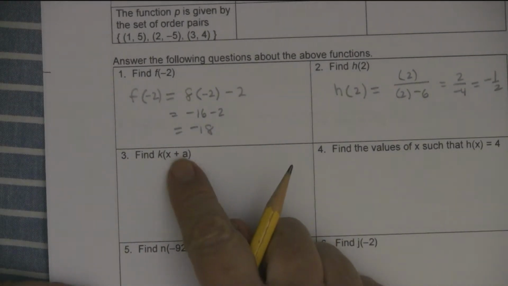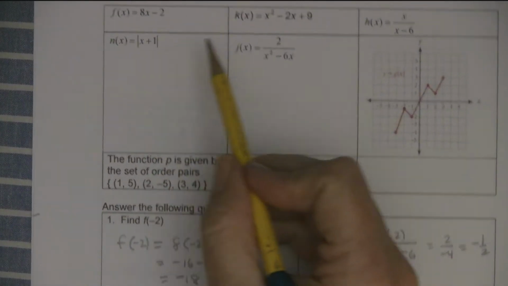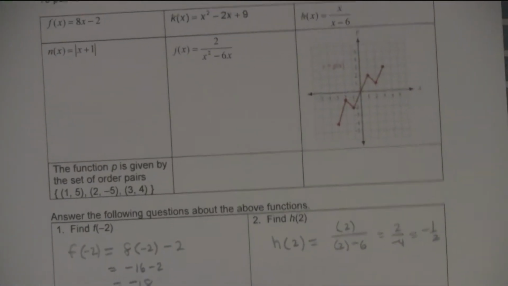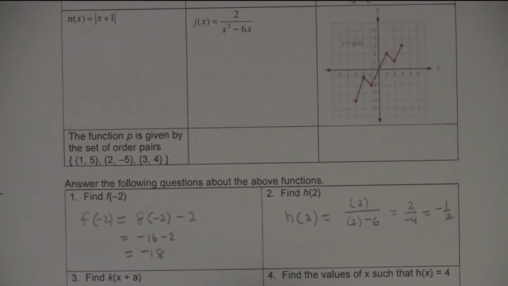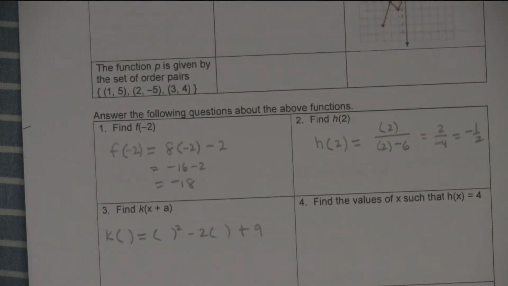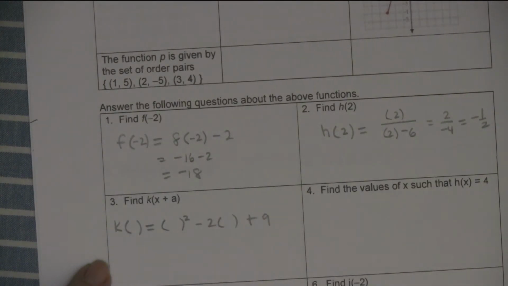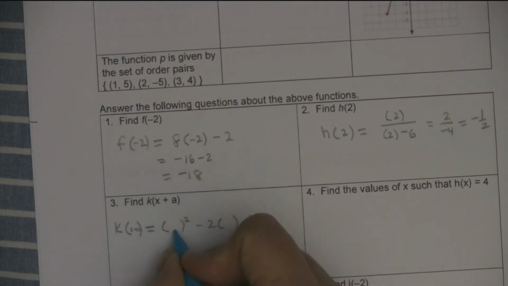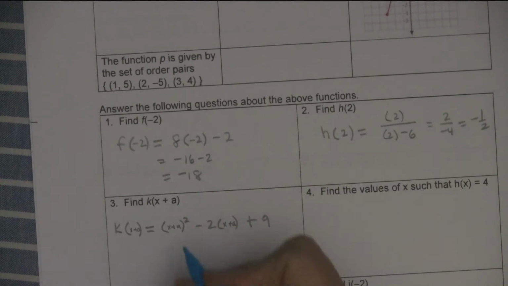K at x plus a, so k of the blank equals, let's go see what k equals. K, here it is, squared, and -2 times, and then +9. And what we're filling in, what's going in here, it's not going to fit. I don't know if it'll fit. All my pens are kind of thick. X plus a, x plus a, x plus a into the spots. This is FOIL.